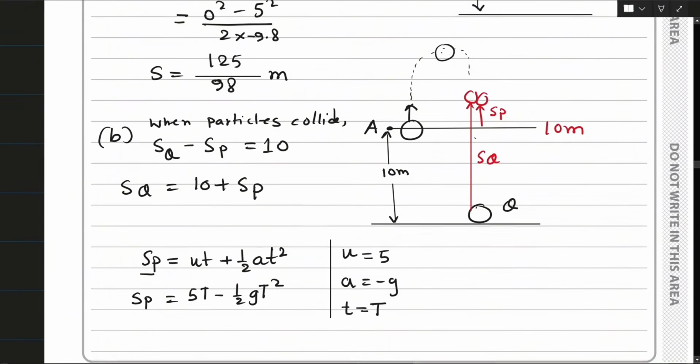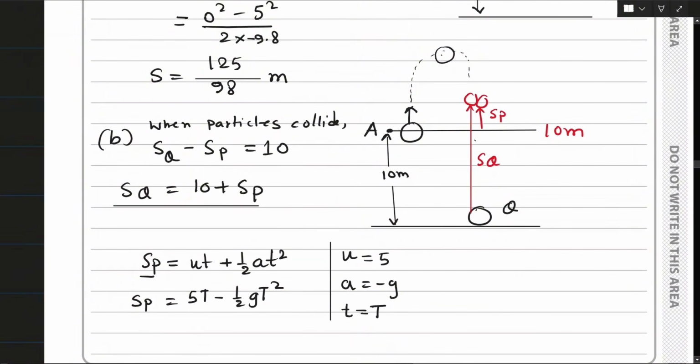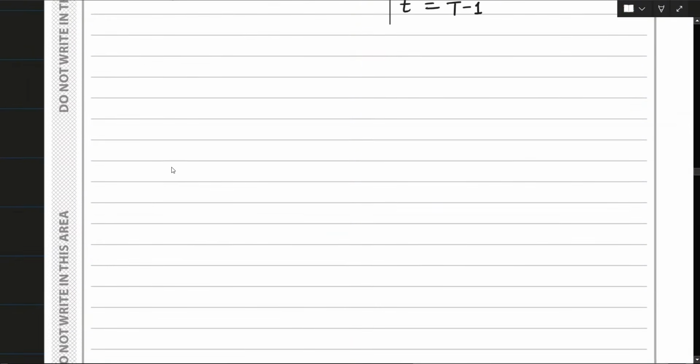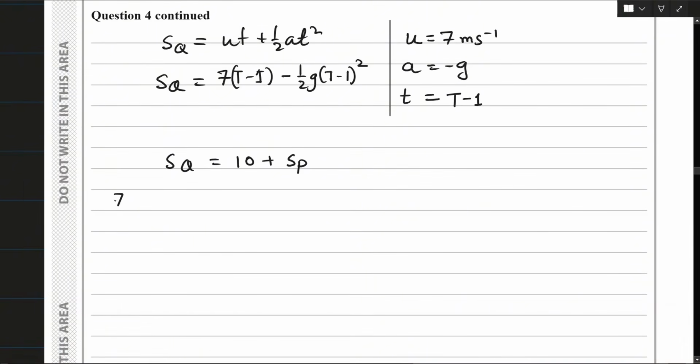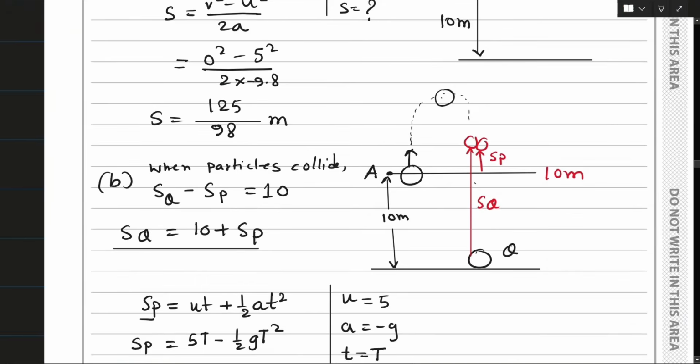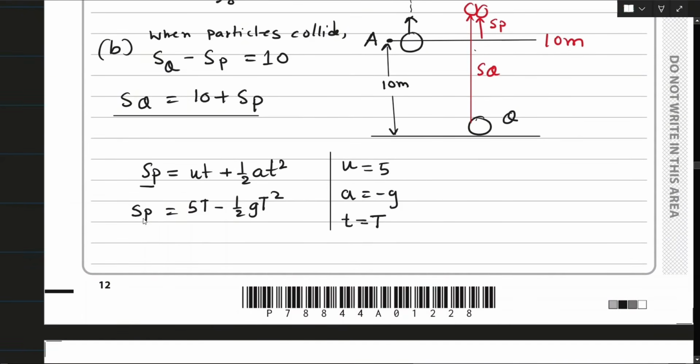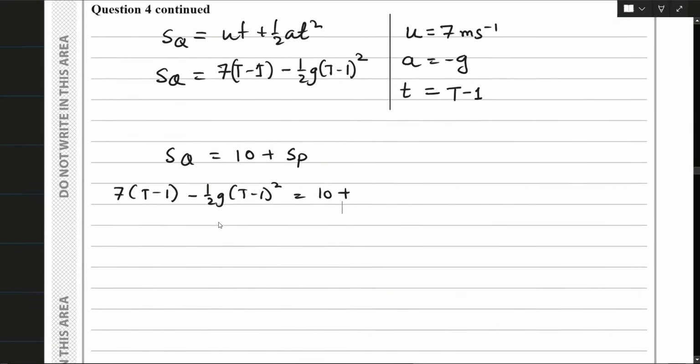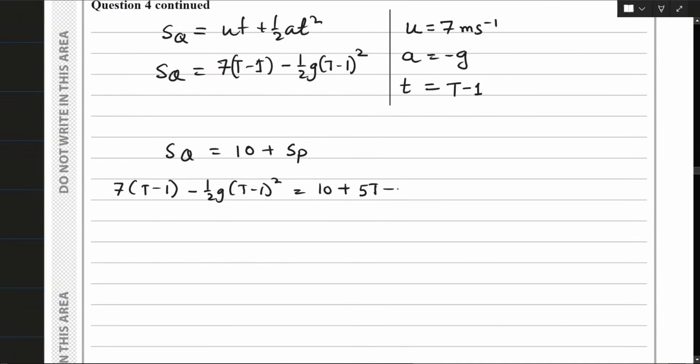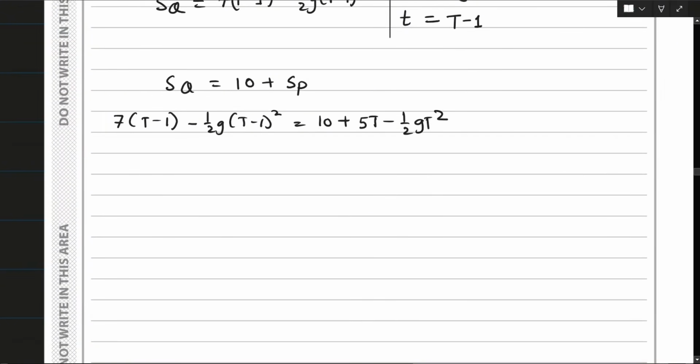Now if we see the expression we derived, we know that SQ is equal to 10 plus SP. So from this expression, we can relate the two quantities. SQ is equal to 7(t minus 1) minus half g(t minus 1) squared, and then we have 10 plus SP. The displacement of P we derived is 5t minus half gt squared. Now we can expand and solve the equation to find the value of t.